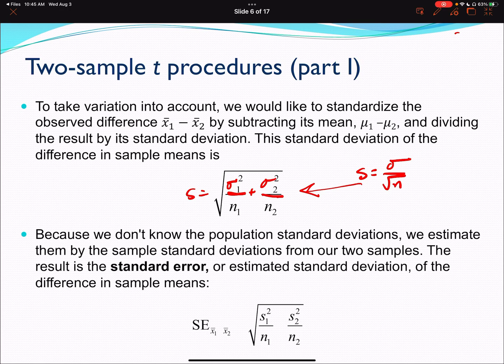And because we don't know the population standard deviations, we estimate them by using the sample standard deviations of the difference in sample means. So if I have the standard error for x bar 1 minus x bar 2, that's going to be the square root of our sample standard deviation squared divided by this sample size of n1. This is why they don't have to have the same size sample. And then our sample standard deviation squared divided by n2.